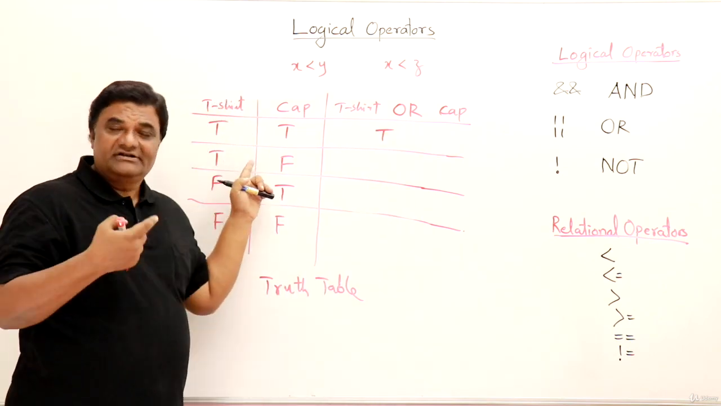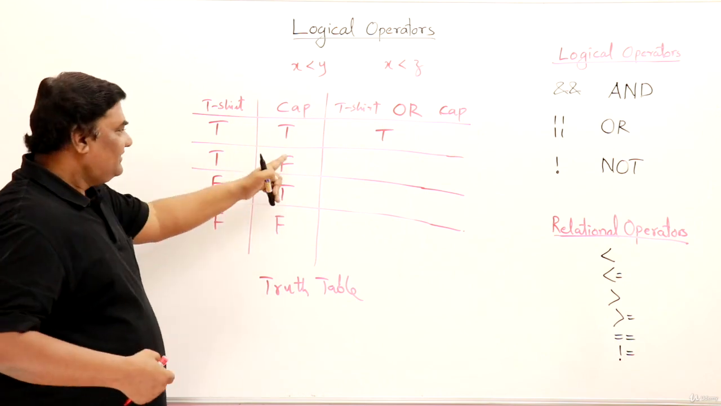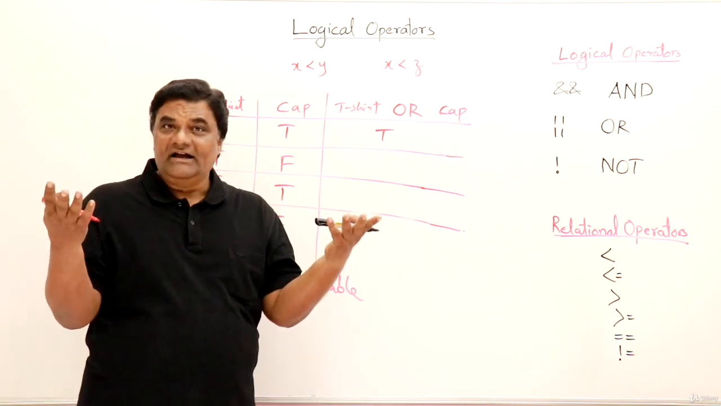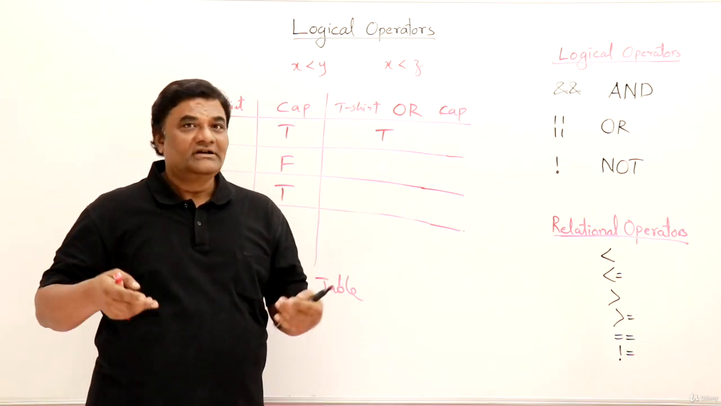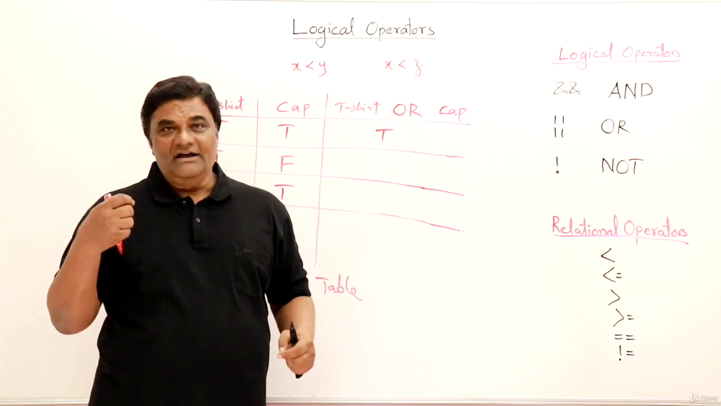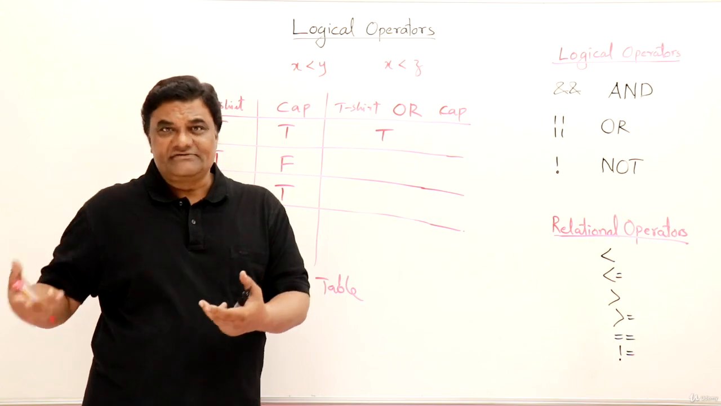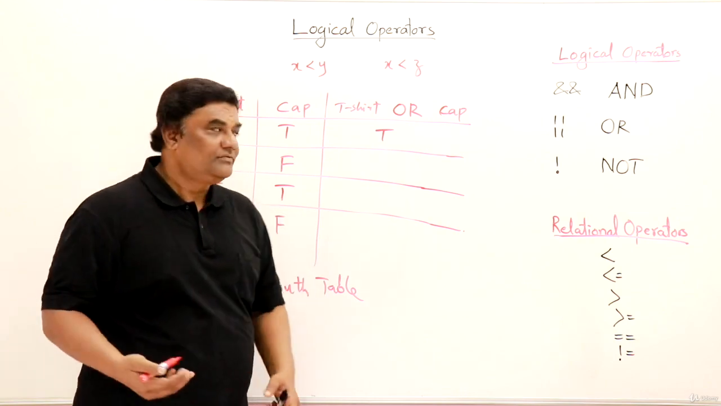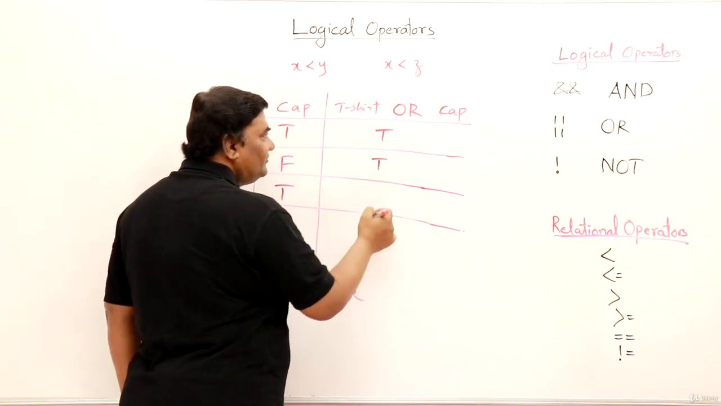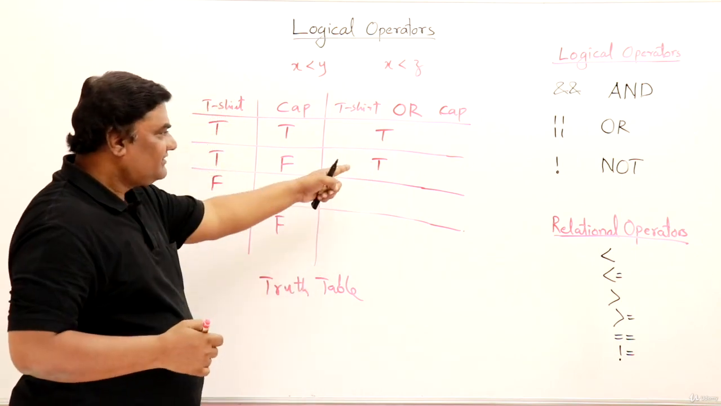Now second one. I am wearing t-shirt. Yes, I am wearing t-shirt. True. Then I am wearing cap. I am not wearing cap. It's false. Now let me complete the statement: I am wearing t-shirt or I am wearing cap. So OR means if this one is true, right? T-shirt is true. So this is true. So in case of OR, this is true.